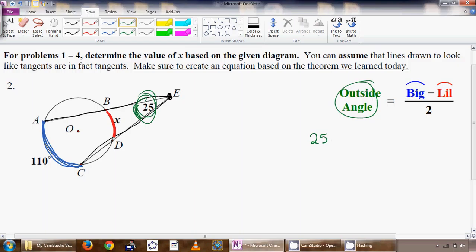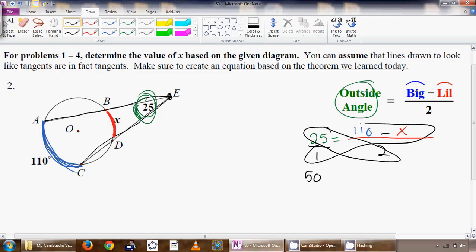So I know that 25 comes from this big arc, 110, take away this little arc, which we don't know, which is what we're looking for. And I know I'm doing the difference of the average, so I have to divide by 2. Well, I could multiply both sides by 2, or if you prefer, cross multiply. This becomes 50, and then 1 times anything is that thing, so 110 minus x.